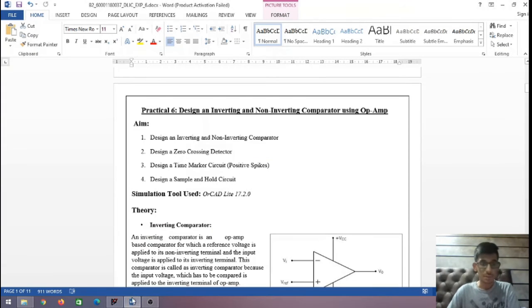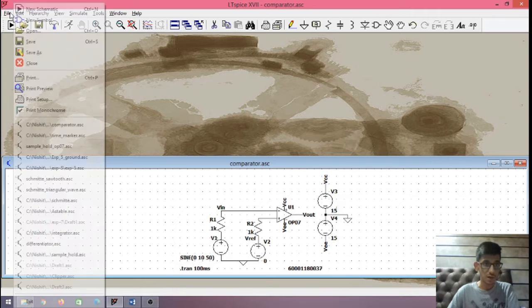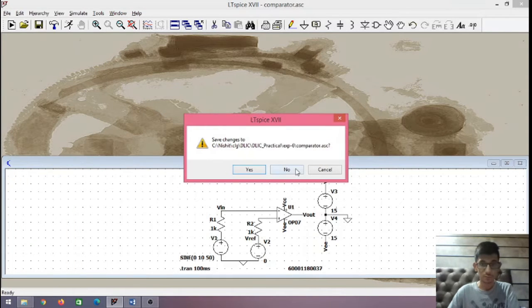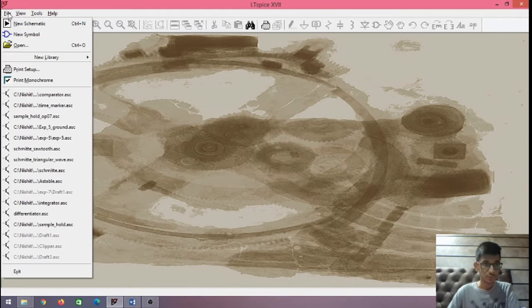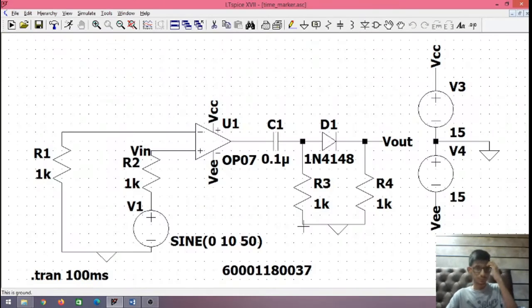The next is a timer marking circuit. For that also I have made a circuit. I will open it. File, open. So this is our timer marker circuit. Here the start part is the same. This is our Vin, and this is our zero crossing.